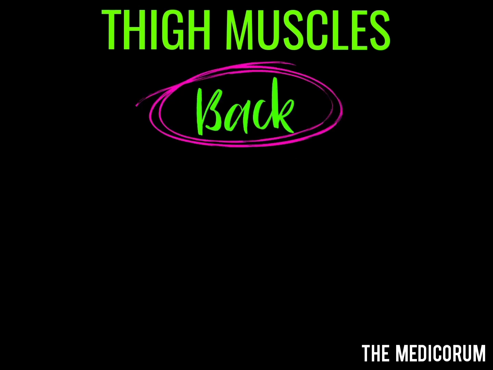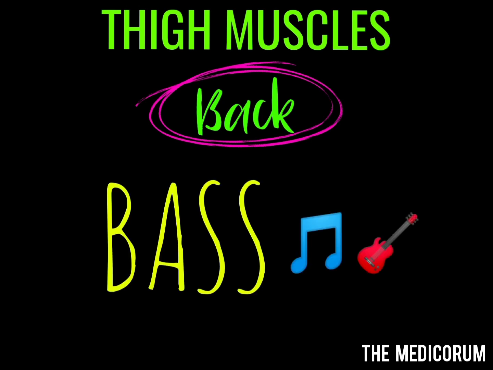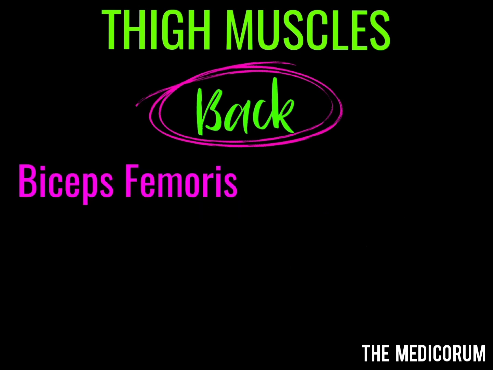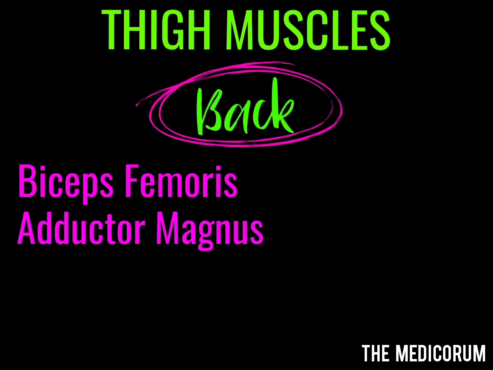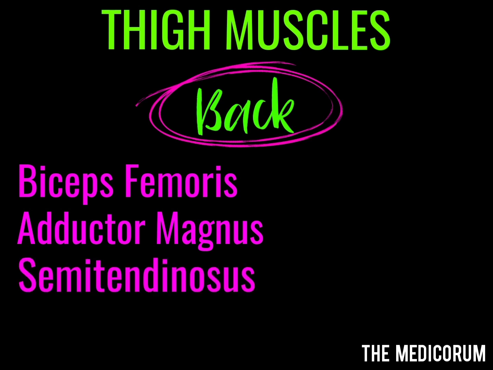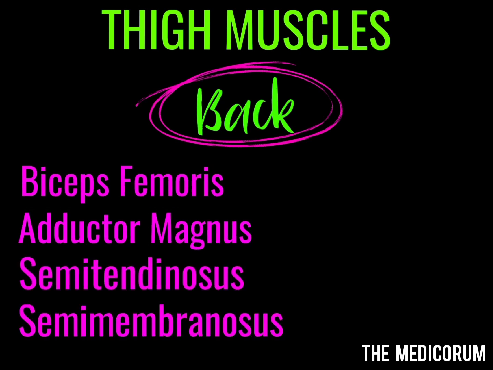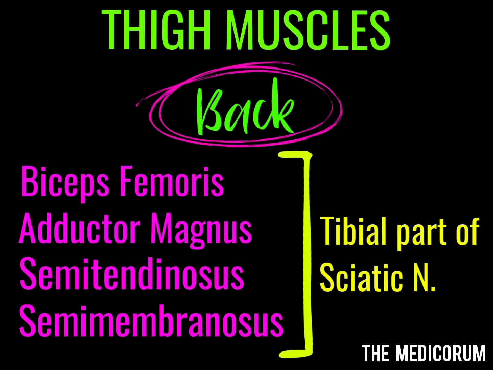The muscles present in the back of the thigh can be learned with the help of the mnemonic BASE, which stands for biceps femoris, adductor magnus, semitendinosus, and semimembranosus. And all the muscles present in the back of the thigh are innervated by the tibial part of the sciatic nerve.